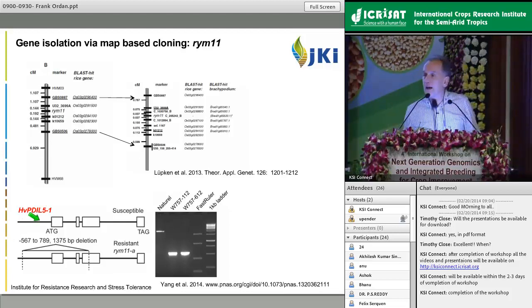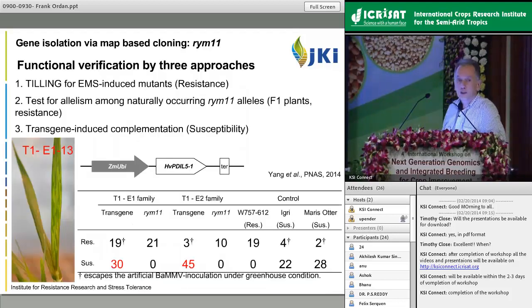Next, Ping Yang and the group of Nils Stein proved that this is really the gene which encodes the RYM11 locus. He therefore used TILLING of EMS-induced mutants, tests for allelism with naturally occurring RYM11 alleles, and transgene-induced complementation, and the results you see here. Resistance is inherited in a recessive manner, so resistant plants were transformed with the functional protein disulfide isomerase gene, and as you can see here, the plants turned out to be susceptible.